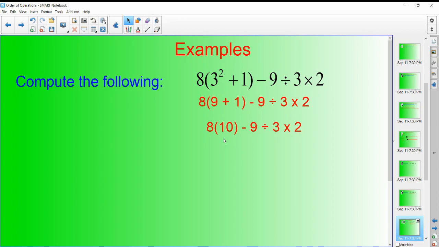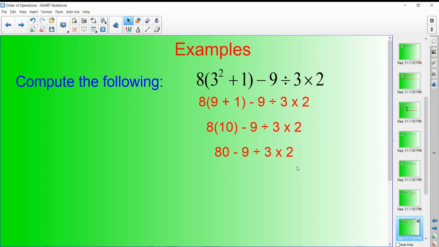Once I'm done, I no longer have parentheses. Now I can just think of this as a multiplication. No more exponents. So now I look at multiplication and division steps. There are two numbers that are right next to each other, I can multiply them and get 8. 8 times 10 is 80. And I like writing out each step. Eventually you can shorten and cut out some steps, but until you're very comfortable, show a lot of steps. Now I have 80 minus 9 divided by 3 times 2.